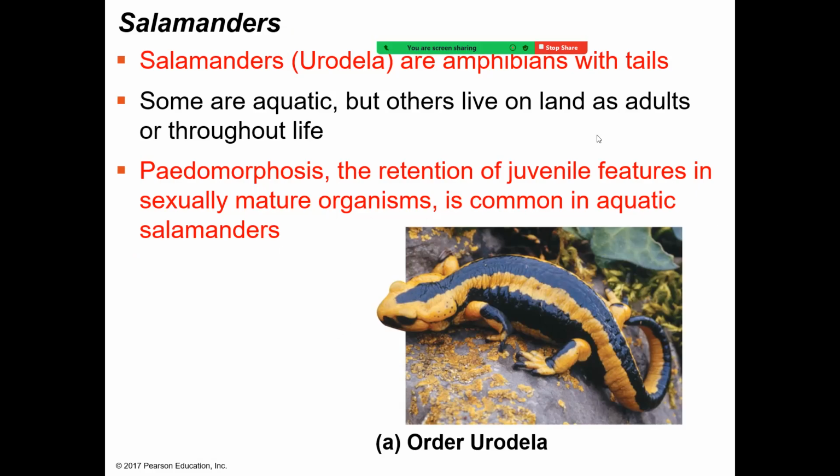Salamanders fall into the Urodela class. They are amphibians with tails. Some of them are aquatic, but there are others that live on land as adults or throughout their entire life. One unique thing about salamanders is that they have the property that we've described before, pedomorphosis, which is the retention of juvenile features in sexually mature organisms. So it's very common that we see that in aquatic salamanders.